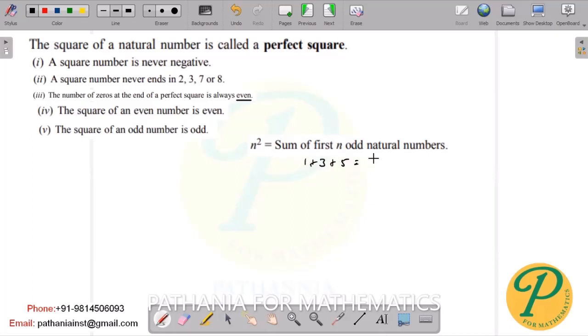They are 1, 3, 5, three numbers. It is 3 square, equal to 9. 5 plus 3, 8, 8 plus 1, 9. Then 1 plus 3 plus 5 plus 7. These are the first four odd natural numbers. So their sum is 16. 7 plus 5, 12, 15, and 1 is 16. These are the properties of the square of numbers.